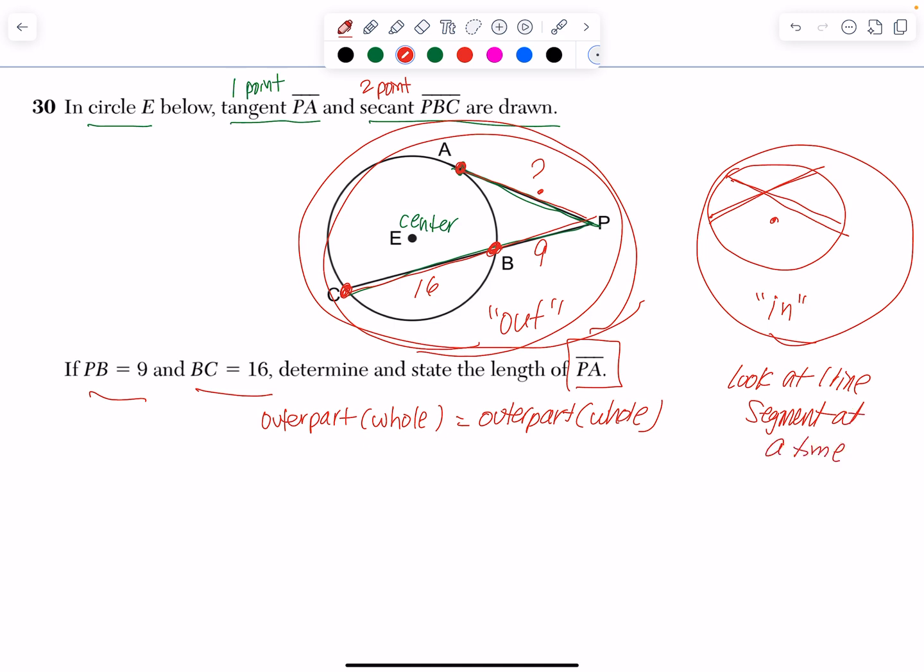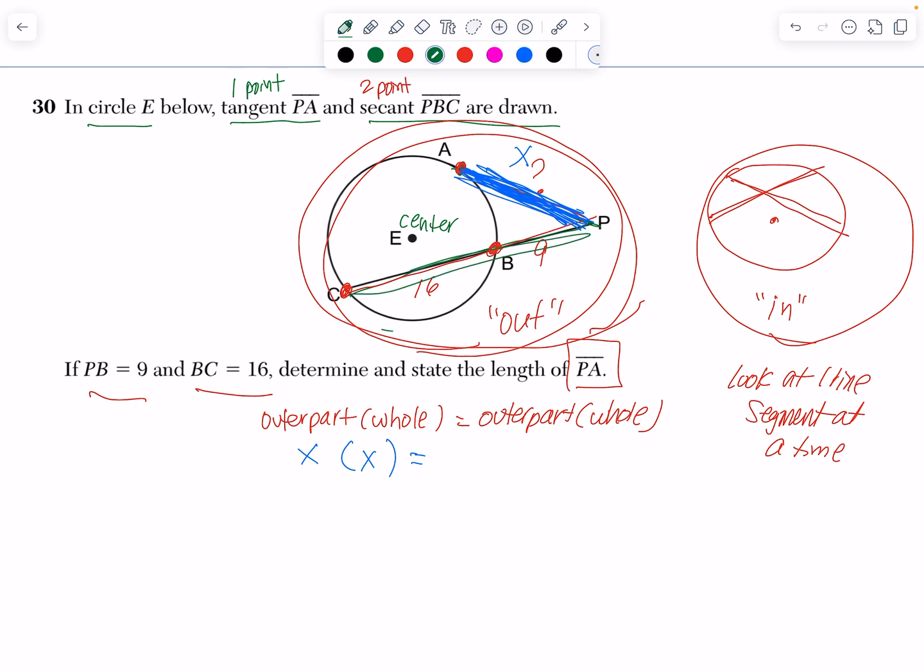So let's look over here. So this is the line segment we're looking at here. What is the outer part? So it's outside the circle, and I'll call this X. The outer part is X. And what is the whole line segment? It is also X. Okay, so I looked at the blue line segment. You look at one line segment at a time.